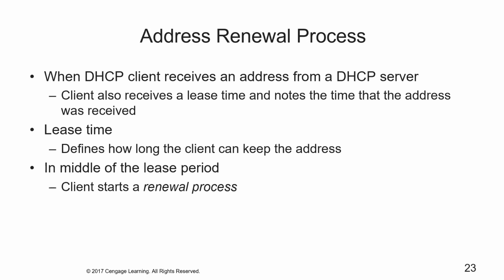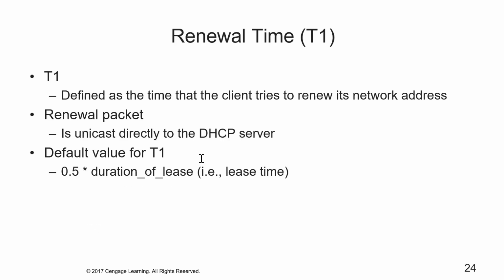The address renewal process. When a DHCP client receives an address from a DHCP server, the client also receives a lease time and notes the time that the address was received. The lease time defines how long the client can actually keep that address. The DHCP client then computes the renewal time and the rebinding time, all based on the lease time. So the renewal time, T1, is the time the client tries to renew its network address.